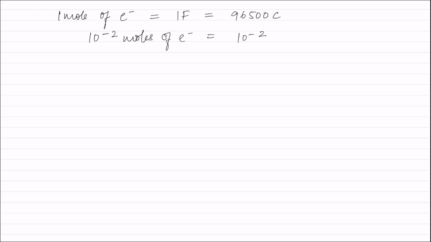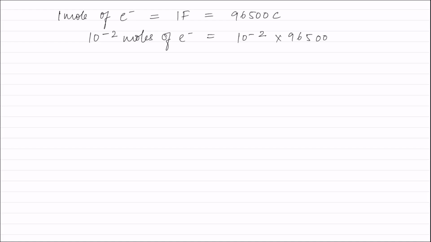Now, charge carried by 1 mole of electrons is equal to 1 Faraday, which is also equal to 96500 coulombs. Therefore, charge carried by 10 to the power minus 2 moles of electrons is equal to 10 to the power minus 2 into 96500 coulombs.